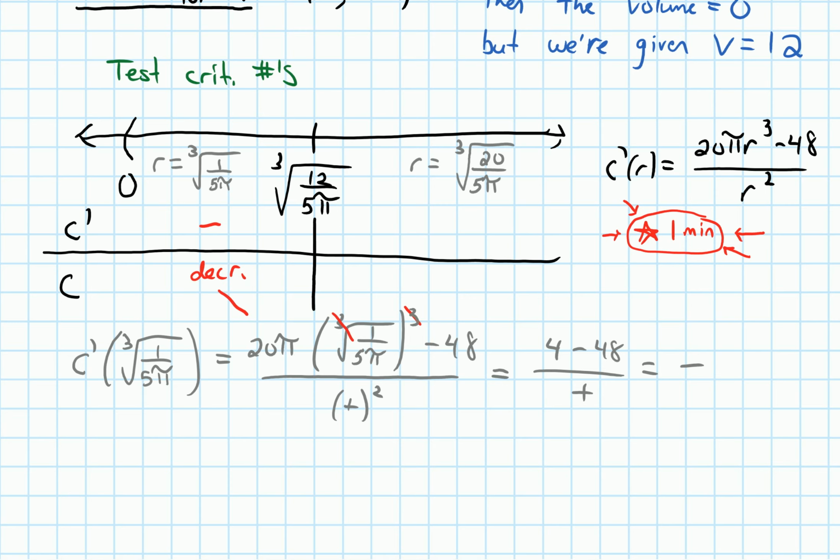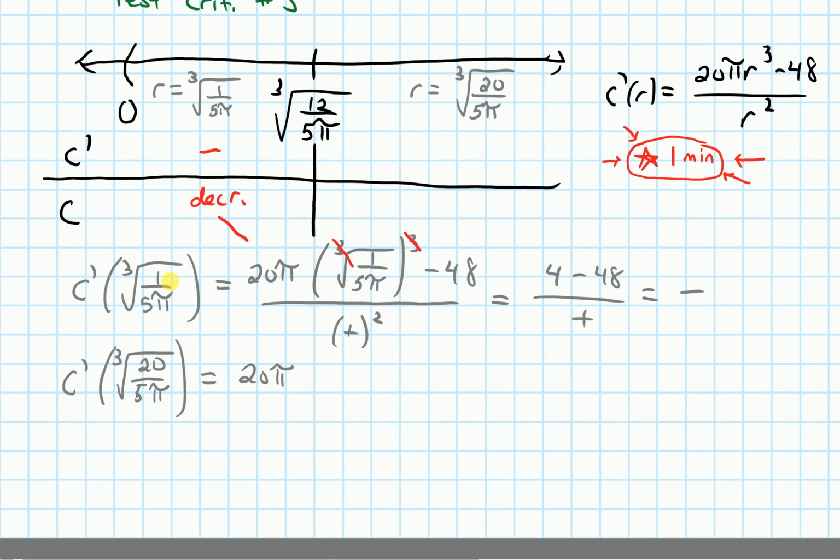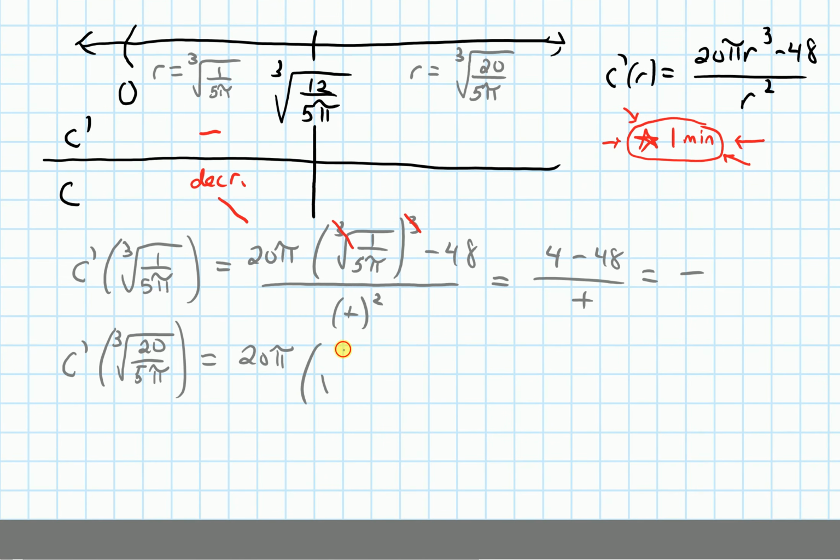All right, now let's plug in our other test point, c prime of the cube root of 20 over 5 pi. Plugging this in, we'll get 20 pi times the cube root of 20 over 5 pi, cubed, minus 48.